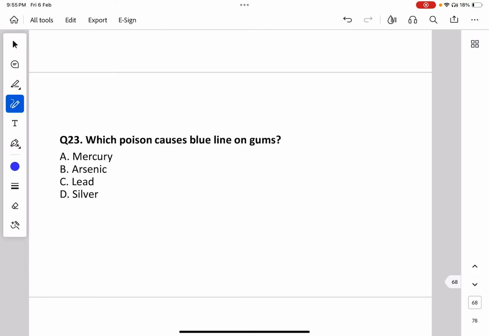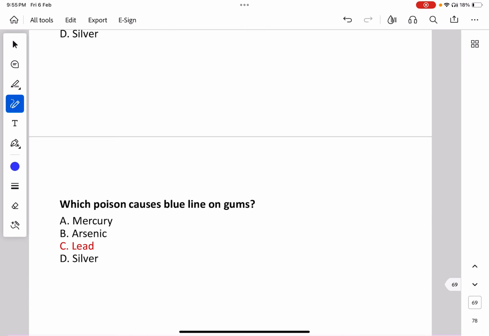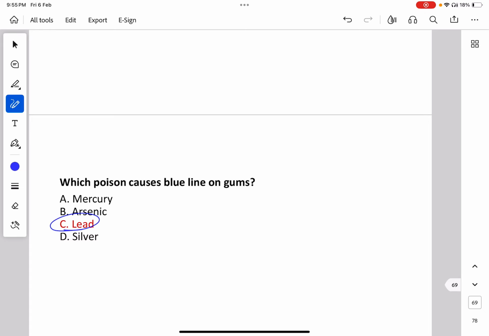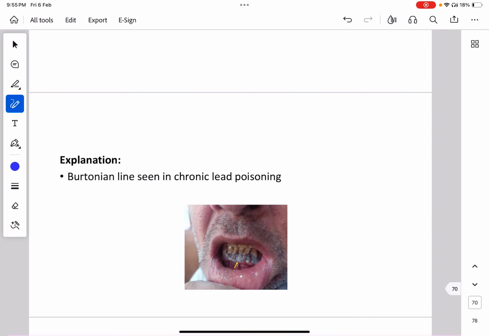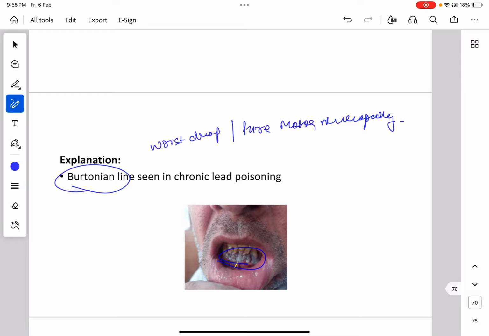Now, which poison causes blue lines on gums? Mercury, arsenic, lead, or silver? This is to be remembered, important. Lead poisoning. What we have read previously about lead poisoning is that Burtonian lines are seen in gums. So, lead poisoning, Burtonian lines. Again, wrist drop was a classical feature we have read, and peripheral neuropathy. Which type of neuropathy? Pure motor neuropathy. These were important points we have read for lead poisoning.